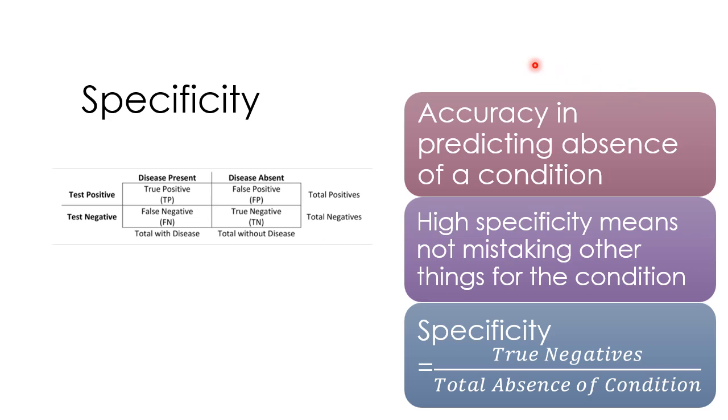Specificity is the accuracy in predicting the absence of the disease or condition. High specificity means not mistaking other things for the condition. And it's found from the true negatives divided by the total absence of the condition.